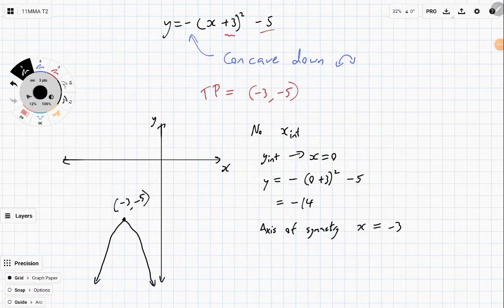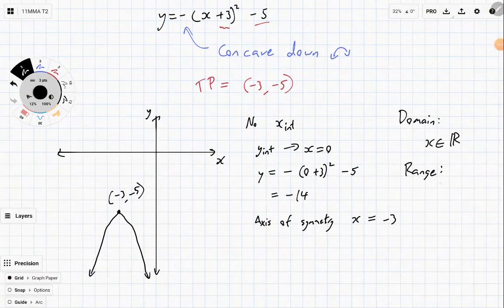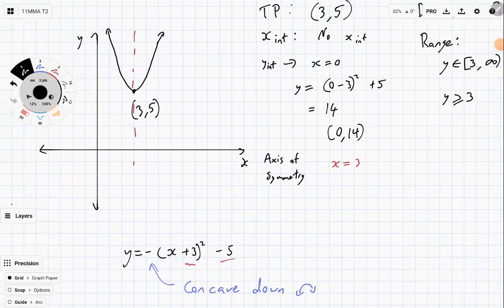Domain, no restriction, so x in double R. Range, there is the restriction. In this case, the upper bound is -5 and the lower bound is negative infinity. Or you can write that as y must be smaller than or equal to -5. I'm just going to check. No, I did write it correctly before.